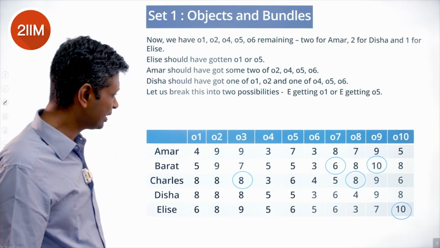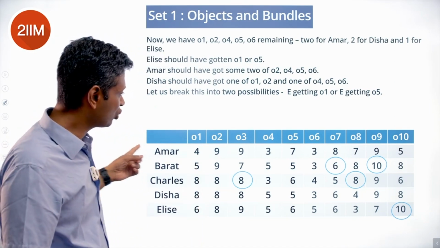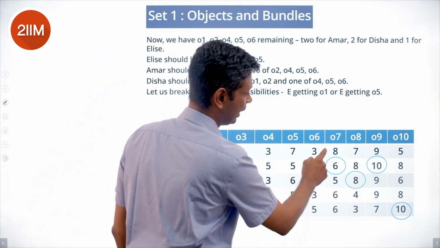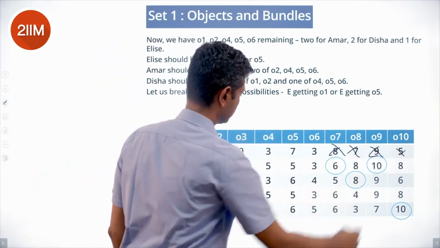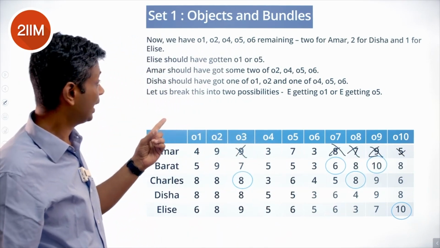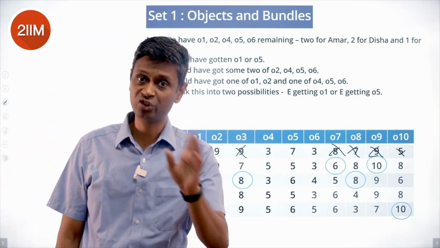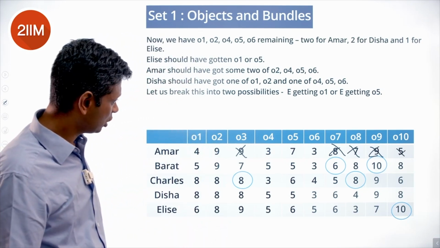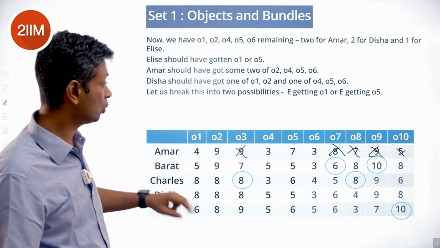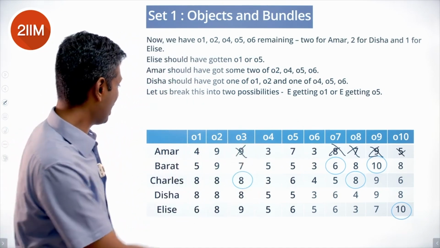Fine. Now let's dig deeper into this. Disha has got an odd number. I mean, Amar has got an even number. Amar has not got anything here. These are all taken. Amar's total should add up to an even number. Disha's should add up to an odd number. Amar's total should be an even number less than 16. That means he could not have got O1. He should have got 2 out of O2, O4, O5, O6. There are 4 odd numbers, 1 even number. Okay? So for Amar, O1 is out.